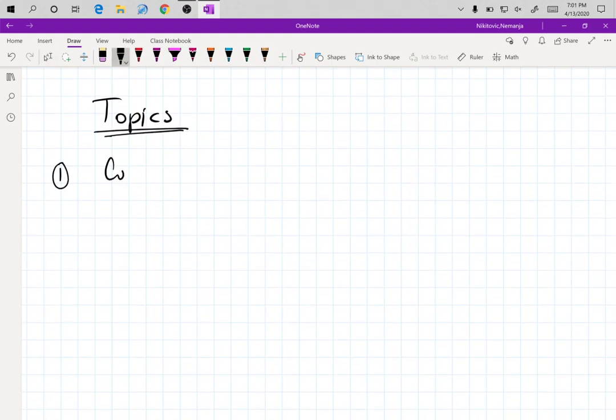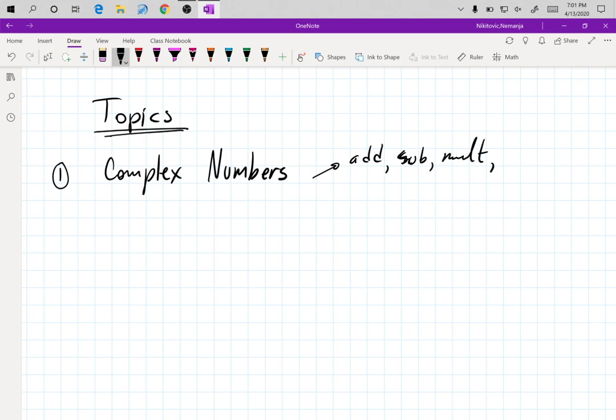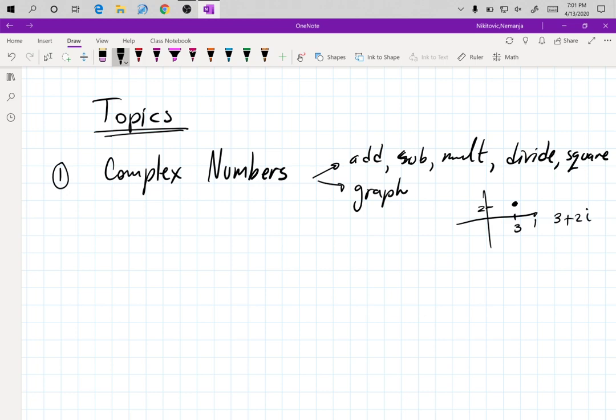So, number 1, complex numbers. Add, subtract, multiply, divide, square, and graph. When I say graph, you just literally have a dot, because that's the real axis and that's the imaginary axis. So that's it. Complex numbers. Just add, subtract, multiply, divide, and square.